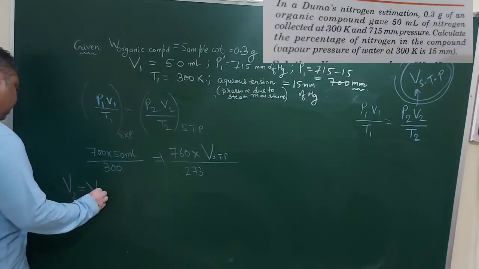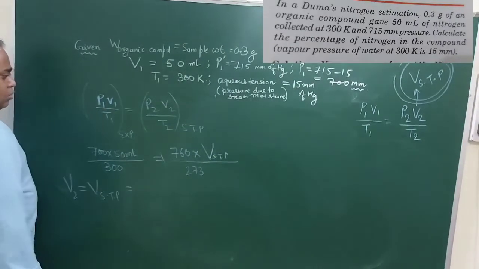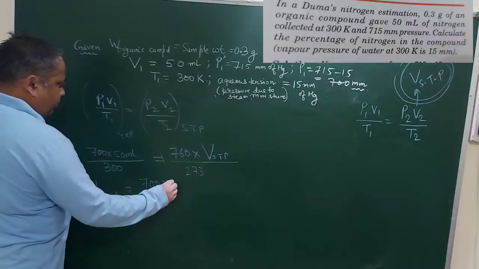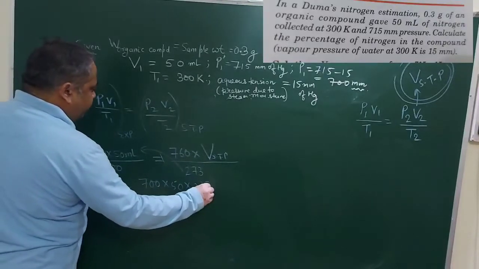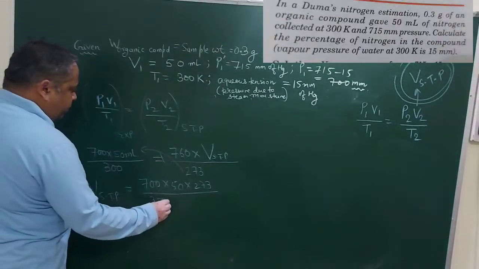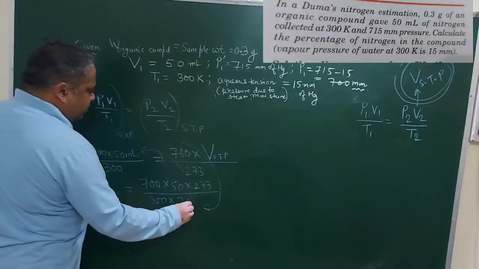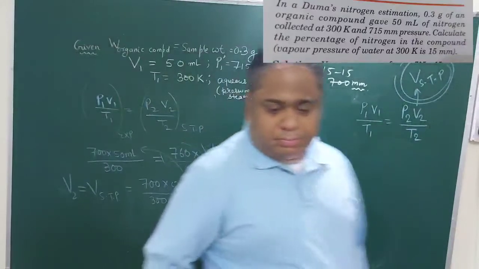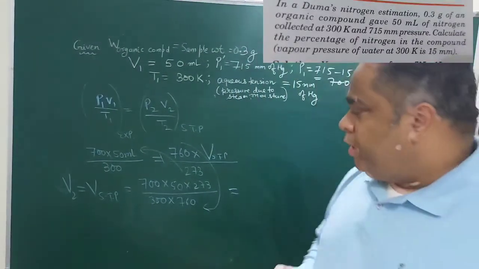So in this way we can find out V2 or V STP, volume at standard temperature and pressure. This will be equal to 700 multiplied by 50 multiplied by 273 divided by 300 multiplied by 760. So this comes out to be 41.9 milliliter.